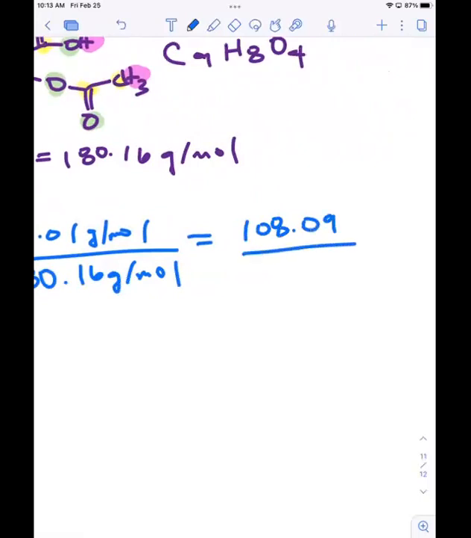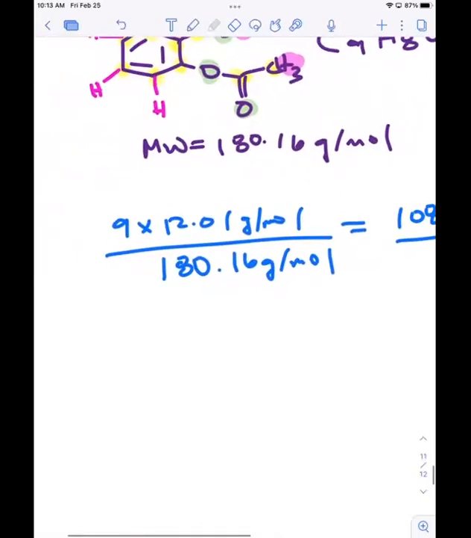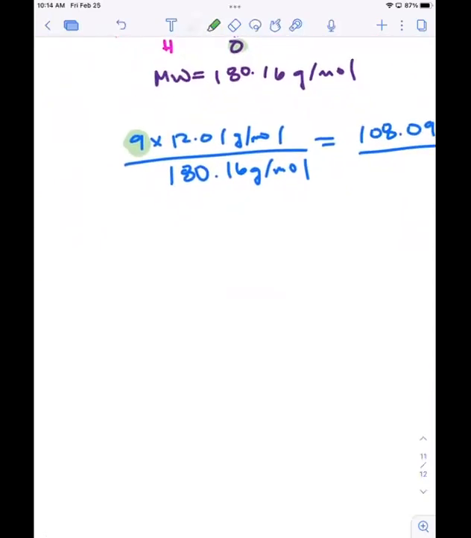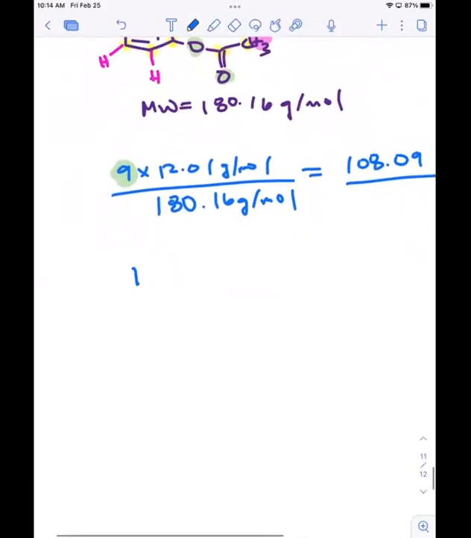All right. Following? Yes, no? Right. And the 9 right here is based on the 9 in the formula, right? So we know that there are 9 carbons. Right. We do the same thing for hydrogen. 8 times 1.008. This is carbon. This is hydrogen. 1 times 1.008 grams per mole.